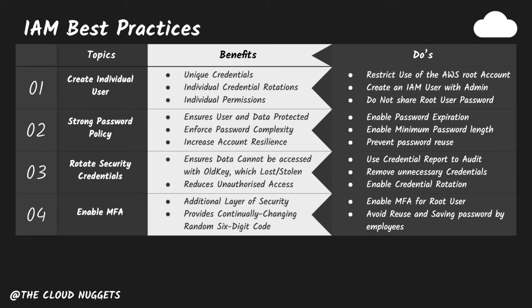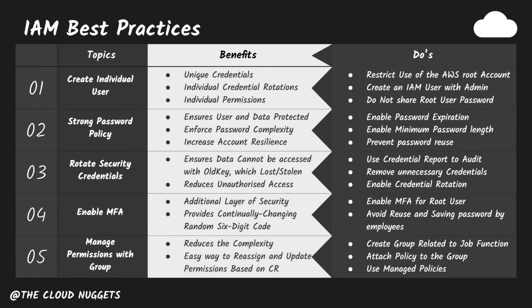Enable MFA. MFA is nothing but multi-factor authentication. It adds an additional layer of security. It provides a continuously changing 6-digit random password. By enabling root user MFA, we will have secure access to the AWS account. Avoid reuse and saving of passwords by the employees.